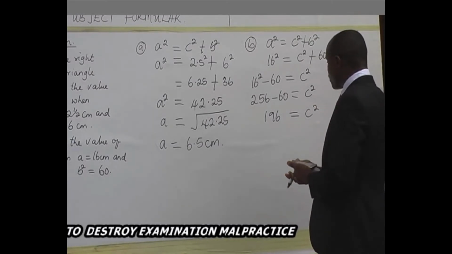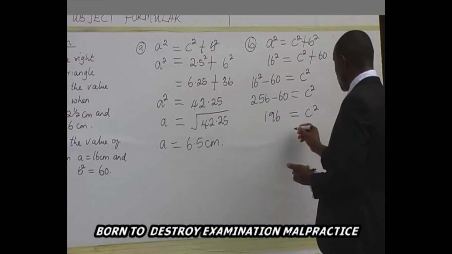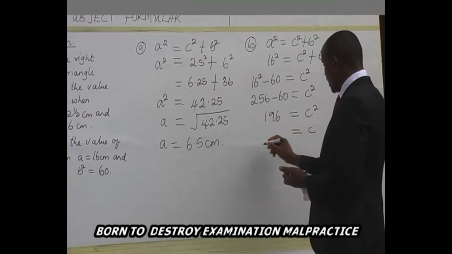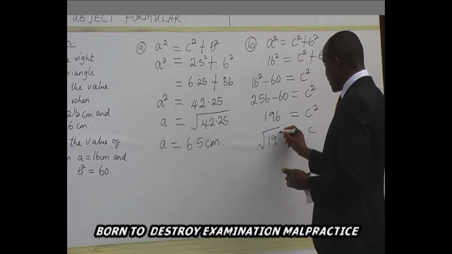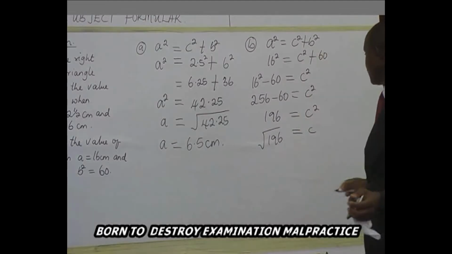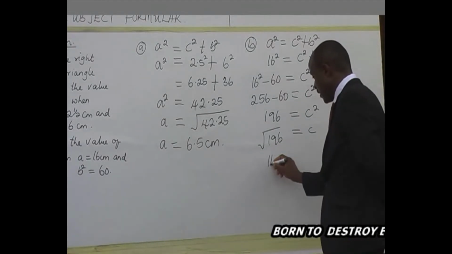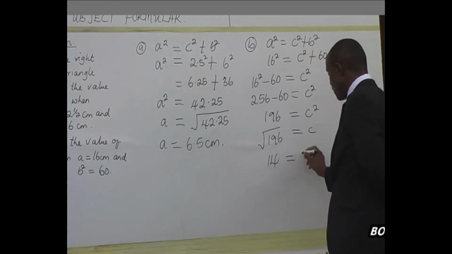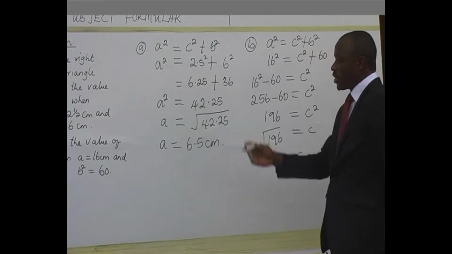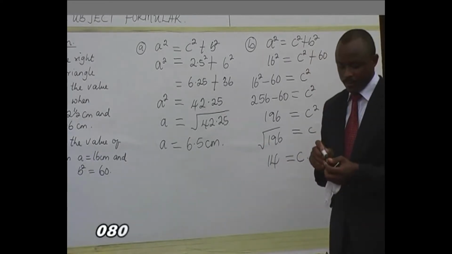Take the square root of both sides. The square root of C squared will give you C, and it will be equal to the square root of 196. And the square root of 196 is 14. So 14 becomes the value of C, which question number B asks for.